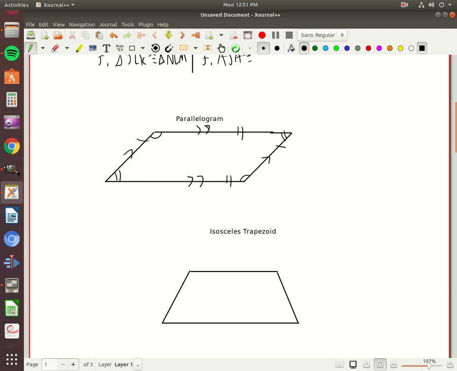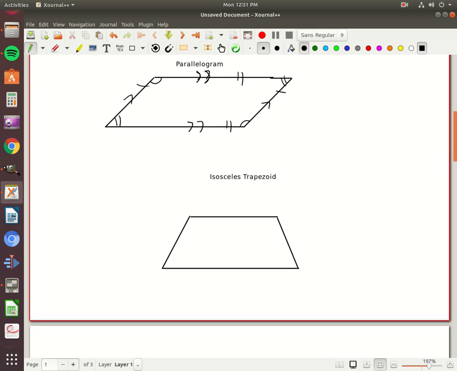So just be aware that on the quiz you'll be given different shapes that you need to annotate in the same way. So trapezoids, we know that opposite sides are parallel. If it's an isosceles trapezoid, we know that these are the same length, which means that the base angles have to be the same. And again, if you turn it upside down, these would be the base angles and those have to be the same.